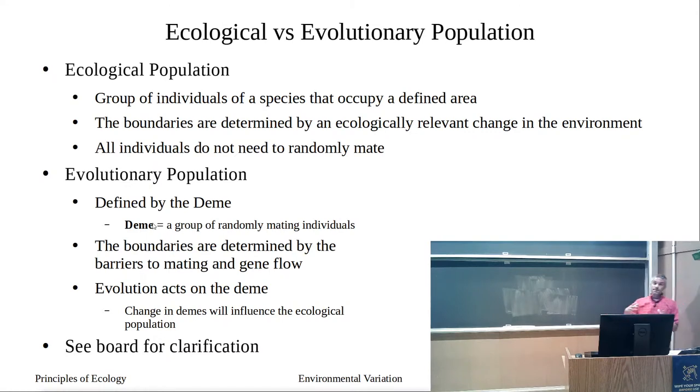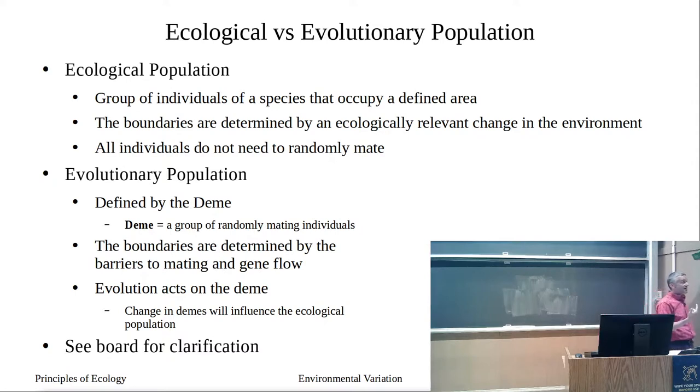Anything that's going to block the gene flow starts to block off the possibility of randomly mating with individuals. And anything that blocks the ability to randomly mate will start to form the boundaries of that evolutionary population. It's called the evolutionary population because this is the population on which evolution acts.